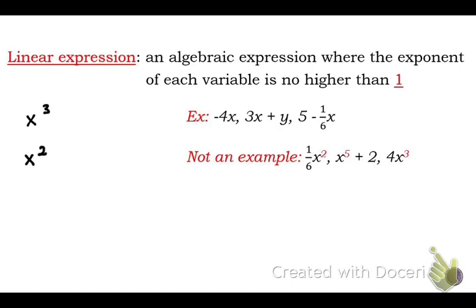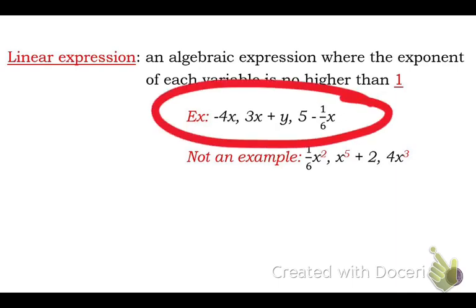Okay, Abby, x squared. What is that exponent? Jonathan, what's the exponent? It's a 2. Okay, let's look at this next one. X to the fourth power. Class, what's the exponent? 4. Okay, so with a linear expression, the exponent is not higher than a 1. So these right here could not be linear expressions if we were graphing them because their exponent is bigger than a 1.